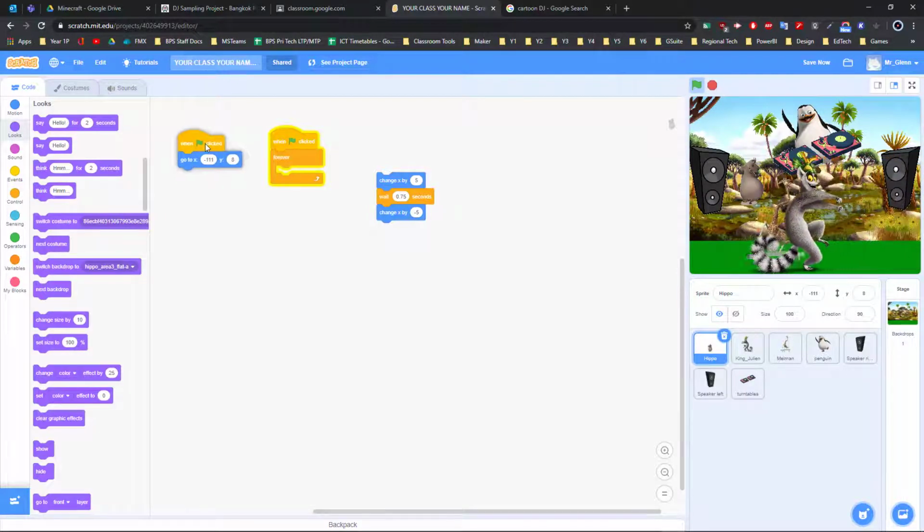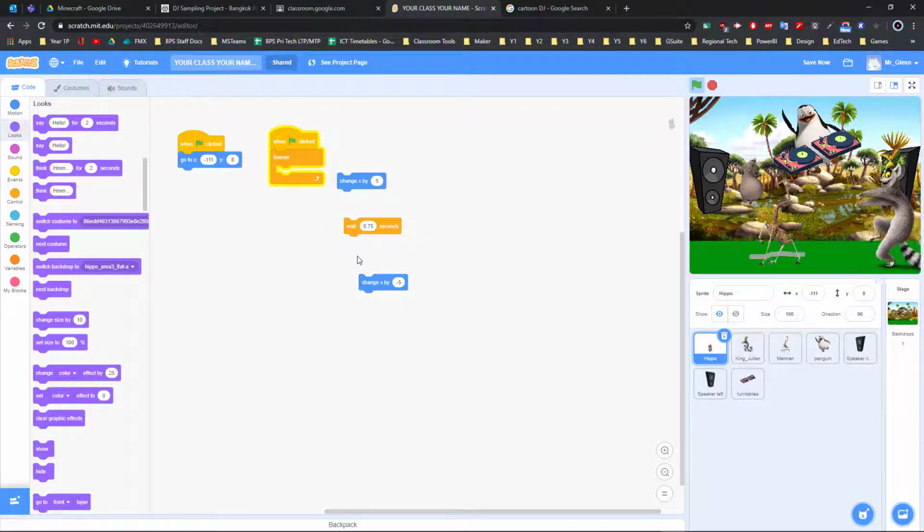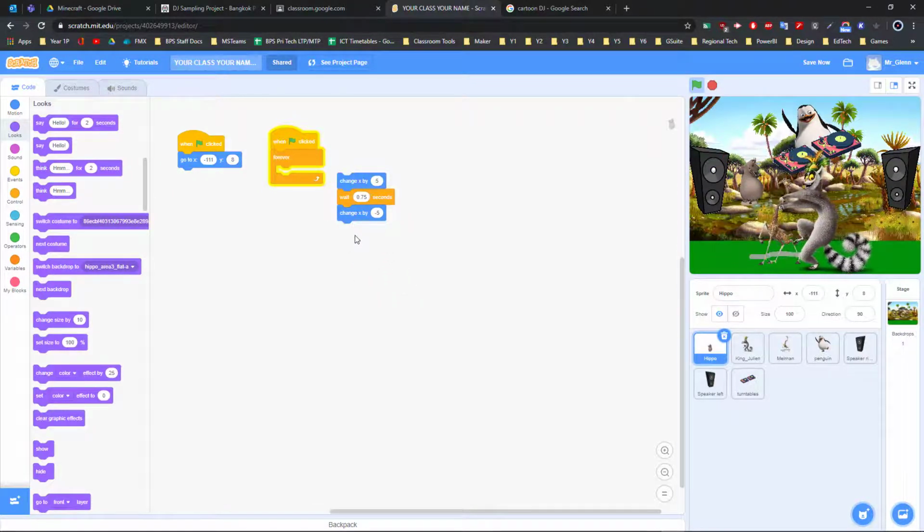decided to put Hippo in the background because she's quite small and it looks like she's in the distance. The only thing that's missing now is for Melman to dance and then maybe Alex if I wanted to, and it's entirely up to you. So what I did was to make Hippo look like she's sort of dancing from side to side was this. And this is going to be your challenge now because there's a problem with this.